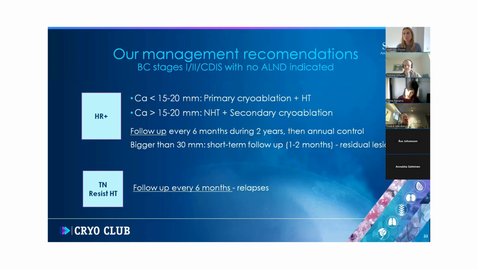If from the start the lesion is bigger than 30 millimeters, we must do a first follow-up at the beginning, after 1 or 2 months, because we need to rule out a possible residual lesion after the cryoablation. And for triple negatives or resistance to hormonal treatment, follow-up must be every 6 months, always, because we need to control those more possible relapses in this group of patients.